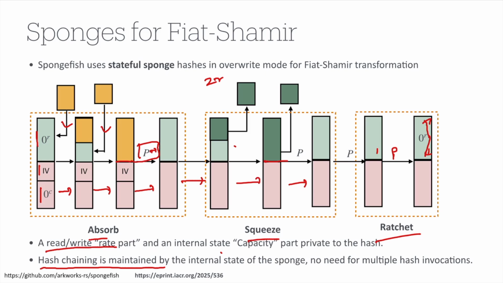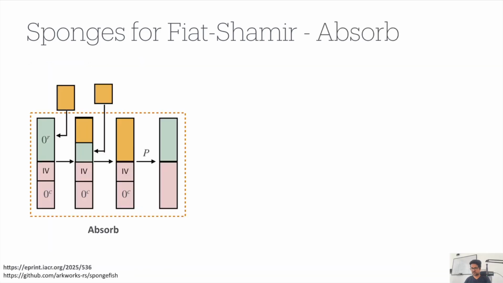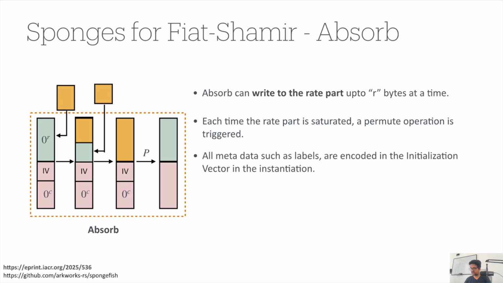So you can think about a sponge as a wrapper on the hash permutation, which is the mathematical algorithm that takes a state of size n, permutes, and returns a state of size n. Okay, so this is a good definition to keep in mind. Let's look a little bit closer at the absorb function. As we said before, the absorb function can write to the rate part up to R bytes at a time. Each time the rate part is saturated, a permutation function is triggered.